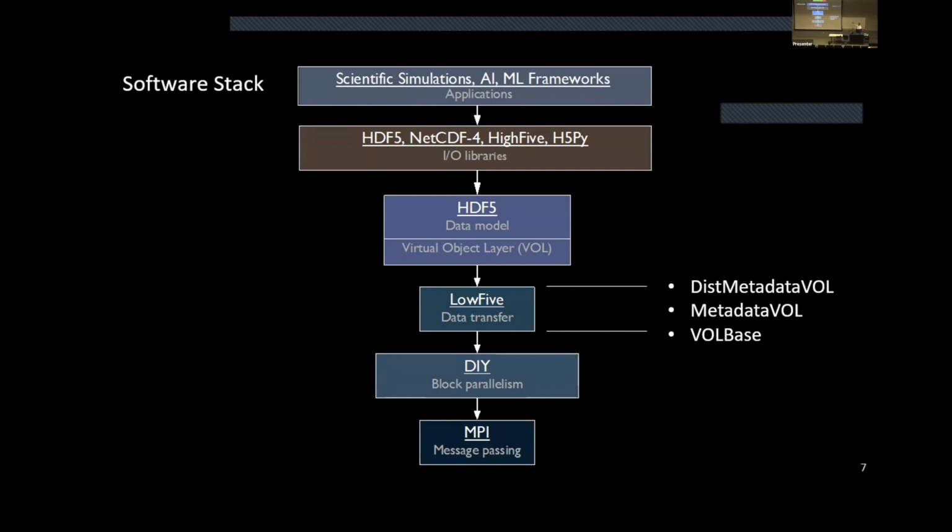We can see HDF5 in the upper middle. Below that is LowFive as a VOL plugin. Underneath that, we're using our DIY block parallelism programming model. That's basically our layer on top of MPI that we use to do data redistribution and data movement. Below that is MPI. On top of that are either the HDF5 native API or NetCDF4 or High5 or h5py or Scorpio or AMReX, anything that has an HDF5 backend, and on top of that are codes and workflow frameworks.